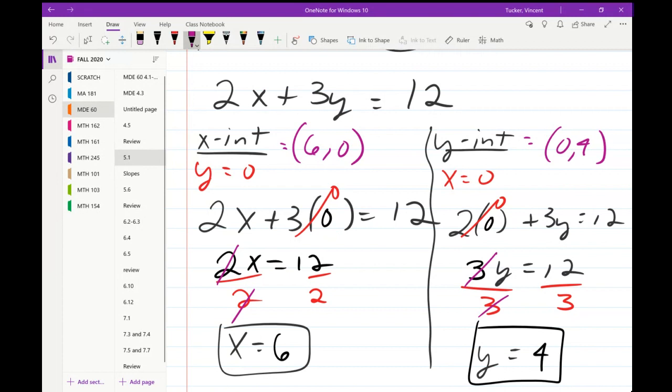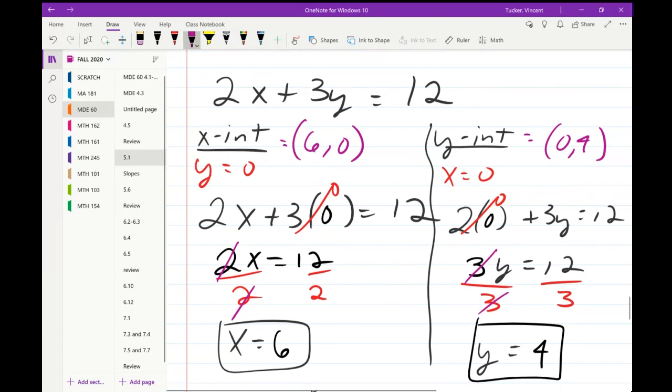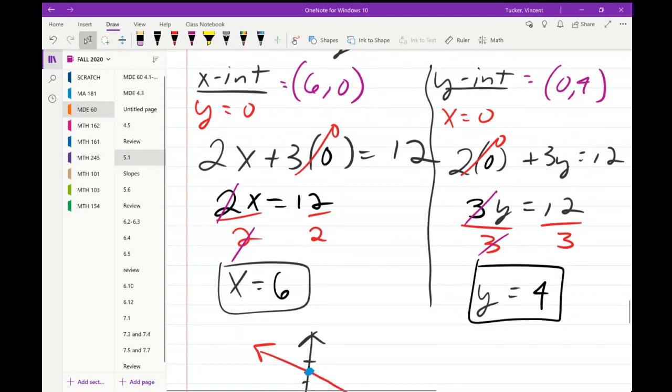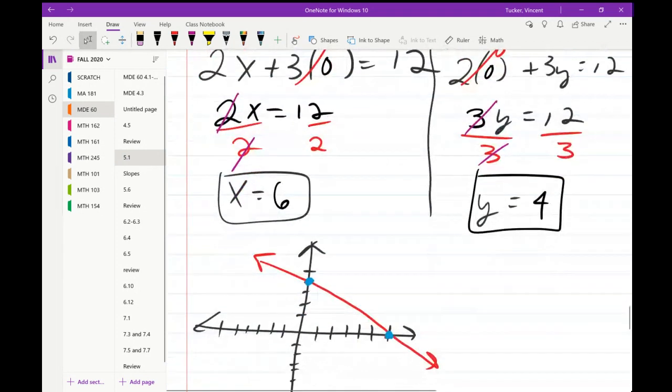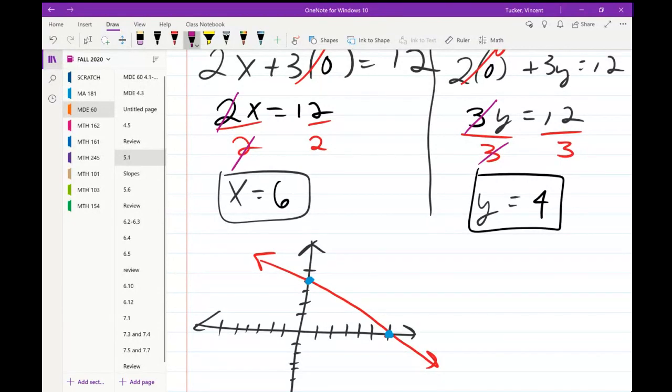All right. Any questions so far? All right. So graph those 2 points. Go to your origin, go to the right 6, and then nowhere for y, that'll be 6, 0. And then nowhere for x but up 4 would be 0, 4. All right, questions before we do another one?